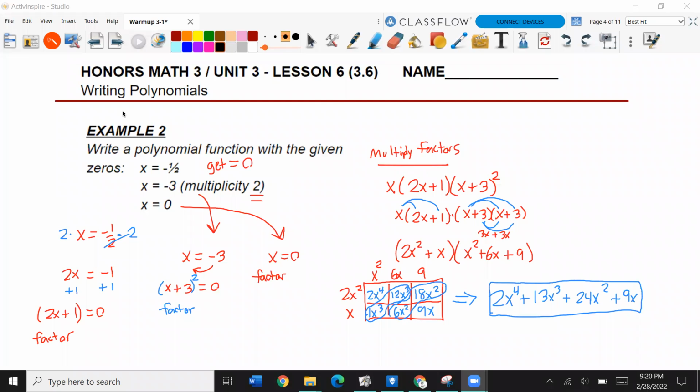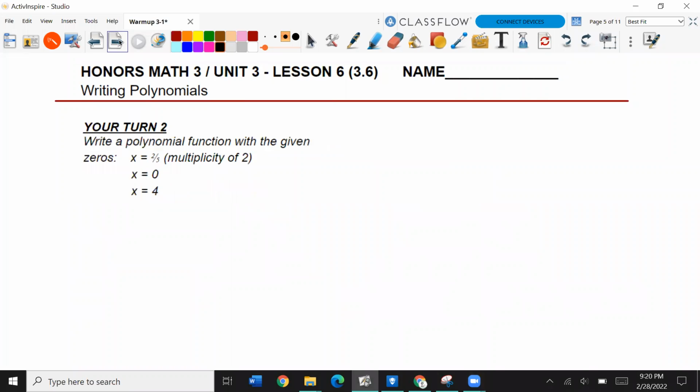Okay, get this written down here. I'm going to erase it and try this one. Pause the video. I'll have the worked out solution when you unpause it.